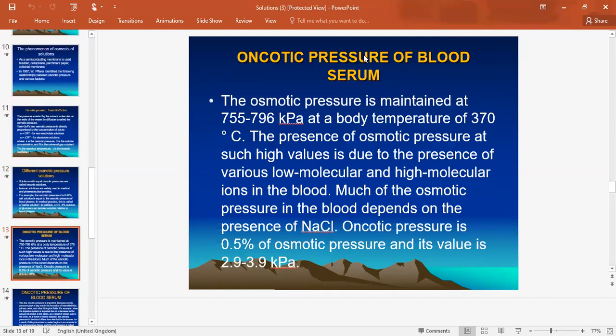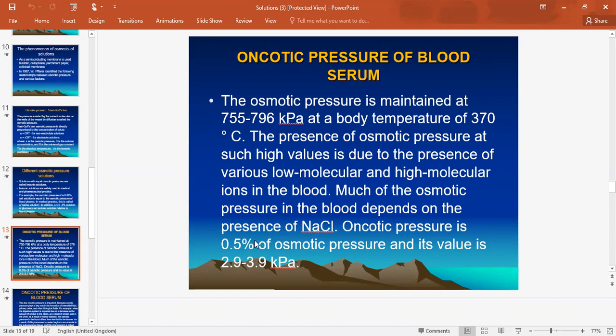Oncotic pressure of blood serum. The osmotic pressure is maintained at 755 to 796 kPa. kPa is the unit of pressure. At a body temperature of 37 degrees Celsius, osmotic pressure at such high values is due to the presence of various low molecular and high molecular ions in the blood. Much of the osmotic pressure in the blood depends on the presence of NaCl, sodium chloride.